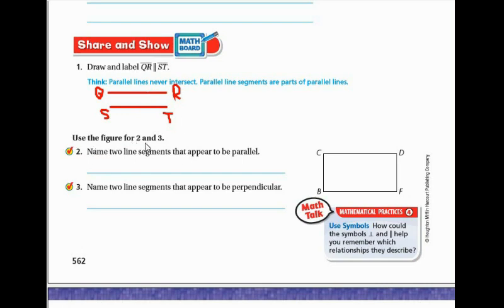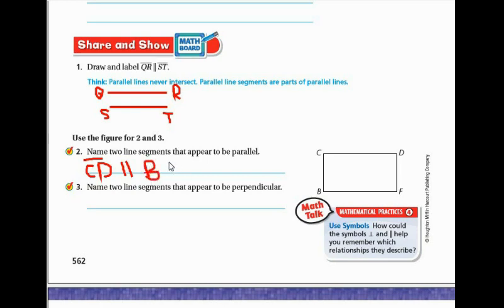Use the figure for 2 and 3, this one. Name two line segments that appear to be parallel. We said parallel lines never intersect together, and the distance between them is the same. We have line segment CD. Okay, don't forget to write the sign of line segment. Parallel to line segment BF.